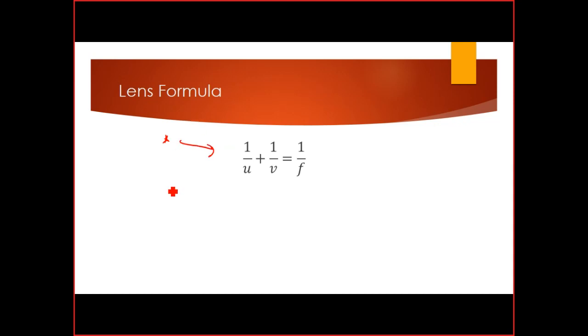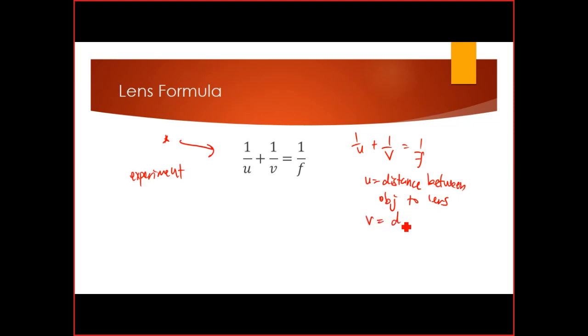There is a very specific experiment involving this lens formula. We have 1/u + 1/v = 1/f. u is the distance between the object and the lens, v is the distance between the image and the lens, and f is the focal length.